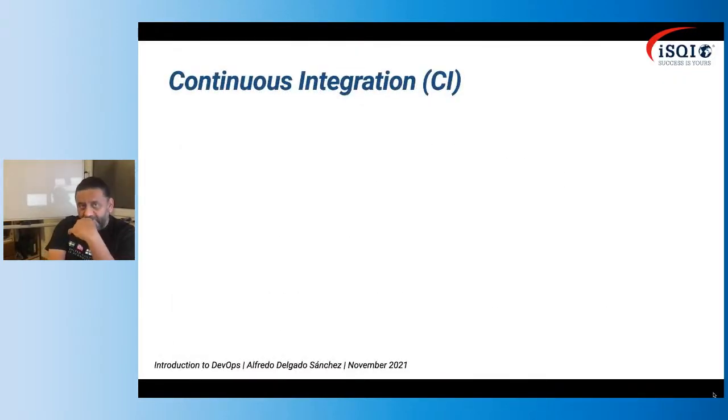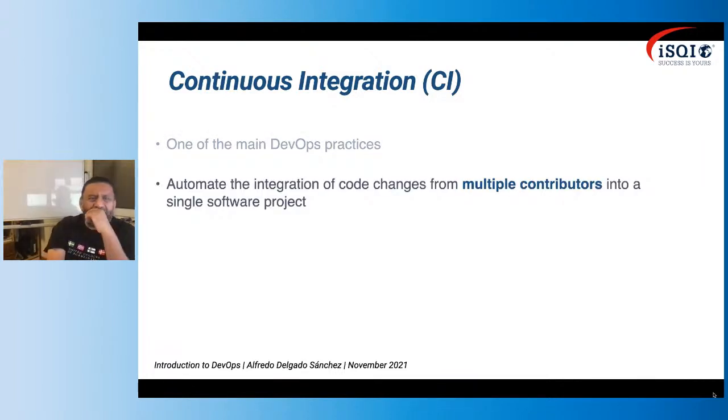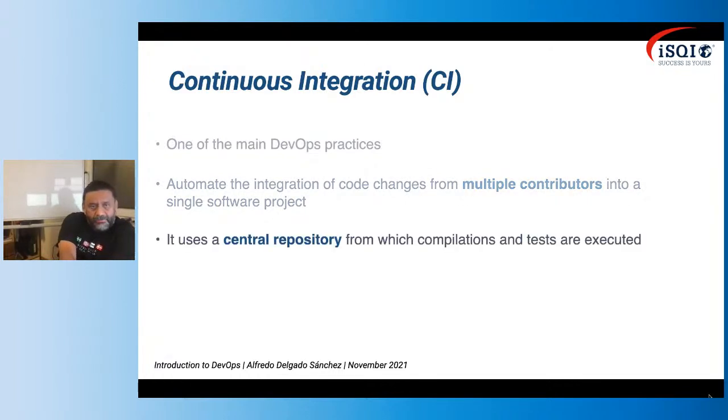And also another very important practice of DevOps is the continuous integration. What does it mean? It means that we automate the integration of the code that was produced by different developers into a single project. The idea is to use a central repository where all the changes are integrated.